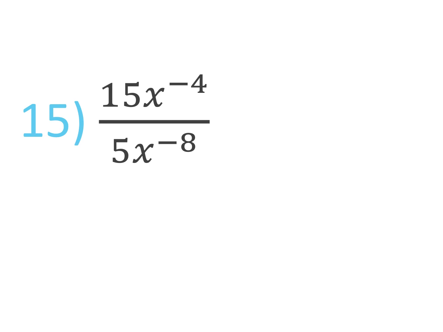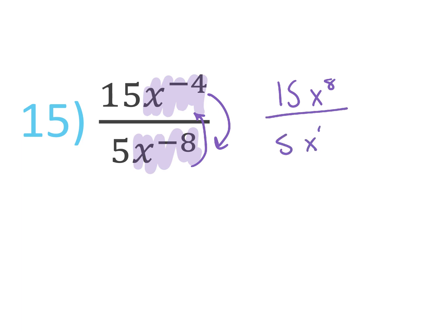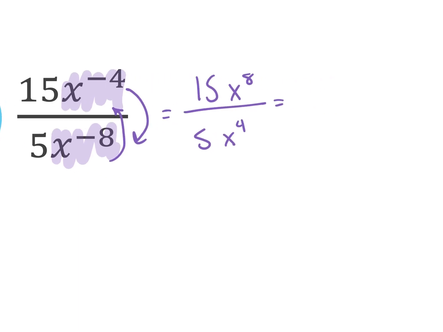I can switch the x's. That works. So the x to the 4th power is going to go on the bottom. X to the 8th power goes to the top. So I have 15 x to the 8th power over 5 x to the 4th power. What can I do next? Simplify the numbers. So what's 15 divided by 5? 3.